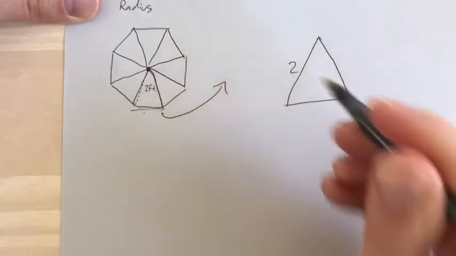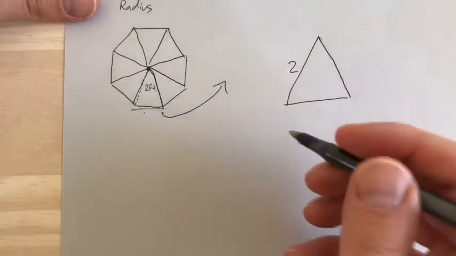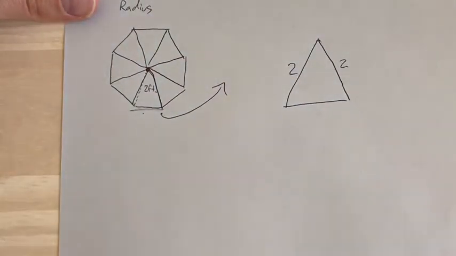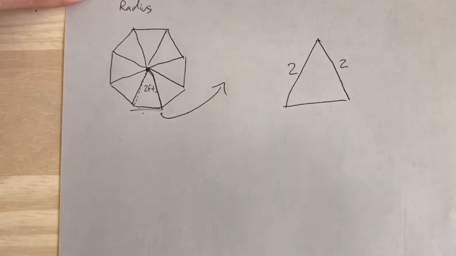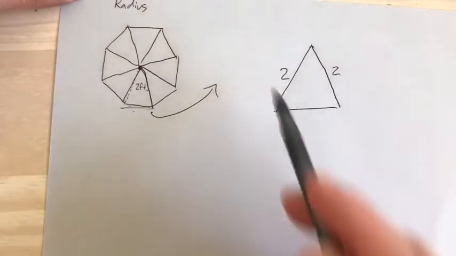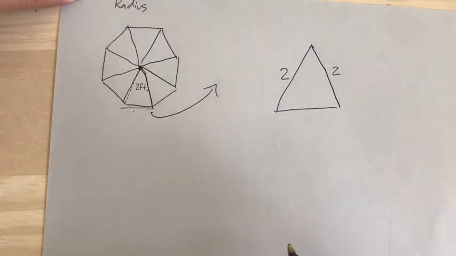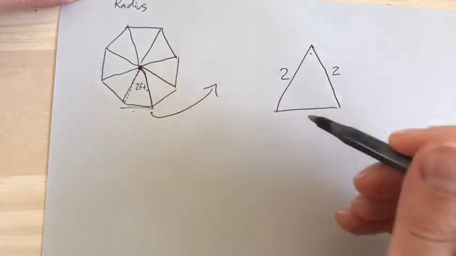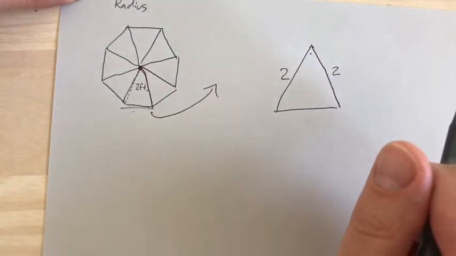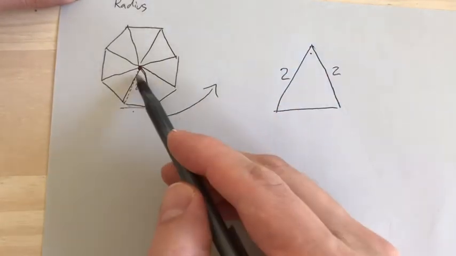I know that this length is 2. I also would know that because all these triangles are the same, this length would be 2 as well. Now, what's nice about this situation is the type of triangle that this is. This is just an isosceles triangle. And if I can figure out what the central angle is, I can actually get all this other information relatively quickly. So what I'm going to do is get the central angle again.